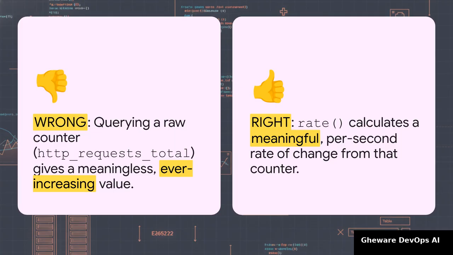Let's start with the undisputed champion, the most important function in all of PromQL, rate. If you just query a raw counter like http_requests_total, all you get is a number that goes up and up and up. It's totally meaningless. But the moment you wrap it in rate, it transforms into a beautiful, actionable requests per second metric. This visual right here is the perfect example of the difference between raw data and real insight.